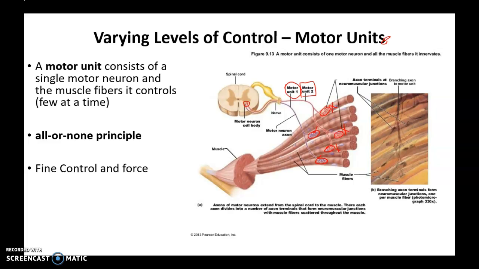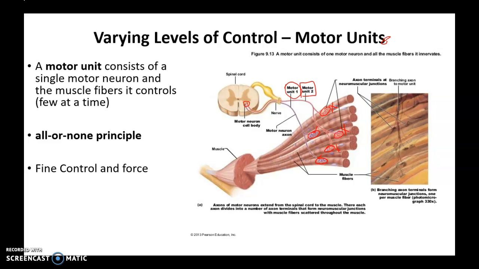Okay. Now the size of motor units can vary. A motor neuron can control only a few muscle fibers or up to hundreds of muscle fibers. So the size of motor units can vary. And know that within each muscle, there are many motor units. And they work following the all or none principle.